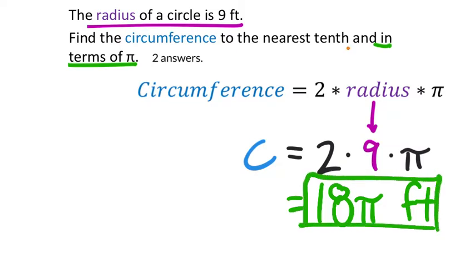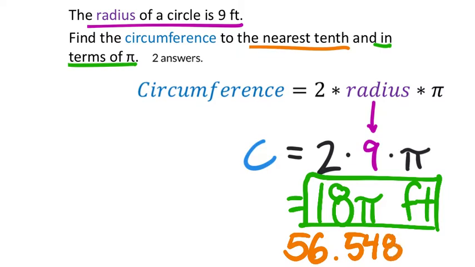But it also says that we want this rounded to the nearest tenth, right? So this is where I go to the bottom right of my calculator. Just immediately above the enter button is the double arrow button, and I push it. So I push it, and my calculator says 56.548666776, which means it goes on forever, okay?